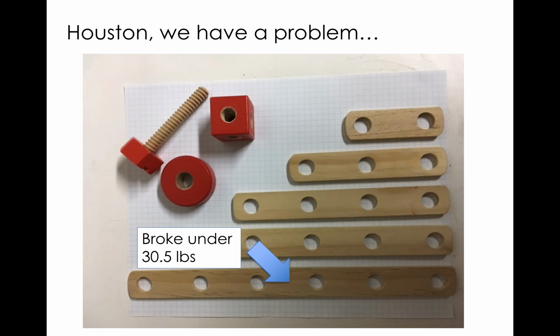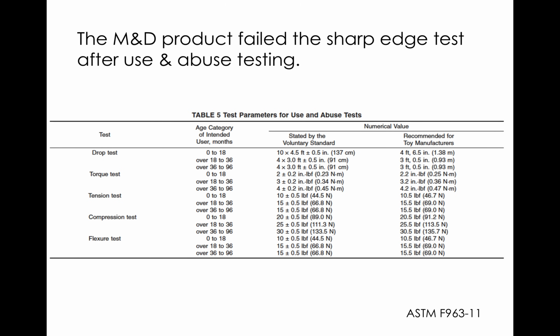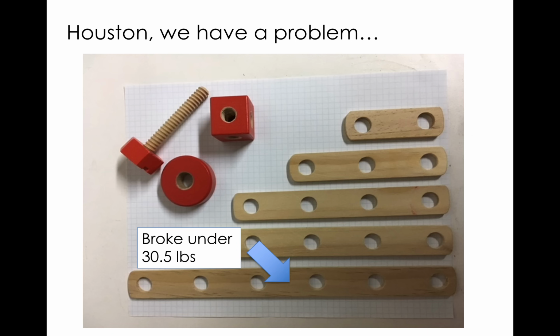So 30.5 pounds is the compression limit per the ASTM standard for use and abuse testing, and we were under that. Okay, so the reason this failed, though, again, I want to highlight, is that it not only broke. Breaking is not a problem. You can make cheap toys, okay? Lord knows there are plenty of them, right?